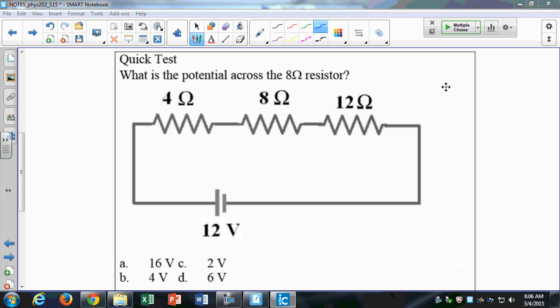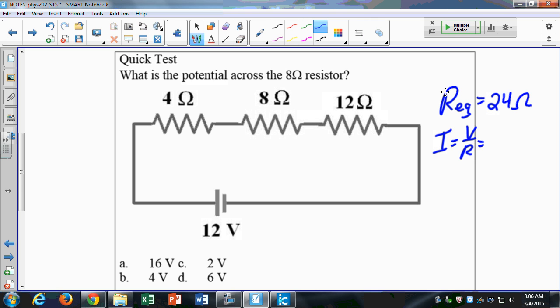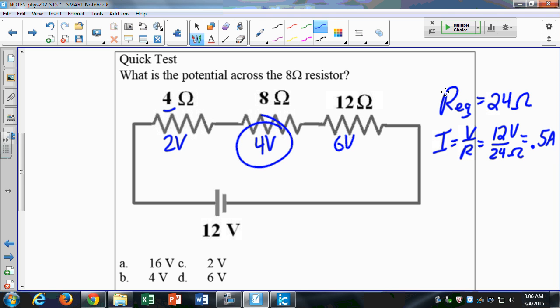So I have an equivalent resistance equal to 24 ohms. I have a current then of V over R. That's 12 volts over 24 ohms, which is a half an amp, 0.5 amps. And so I have 0.5 times 4 is 2 volts. 0.5 times 8 is 4 volts. 0.5 times 12 is 6 volts. I'm looking for the 8 volts, so B is right. And then you can check your answer. You can say 2 plus 4 plus 6 is equal to 12. And it should be 12. All right.